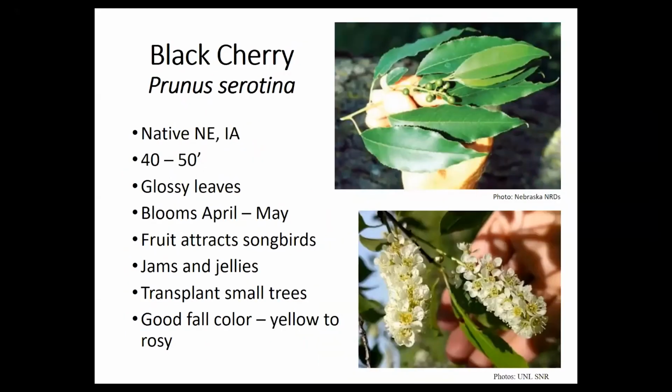Okay, my last tree. Okay, then we'll go to questions if there are any. This is black cherry, and I'm talking about shade trees, so why black cherry? This is native to Nebraska and Iowa, but it's a large cherry tree, okay? 40 to 50 feet. It has pretty glossy leaves. It'll bloom with your traditional prunus blossom, about April and May.